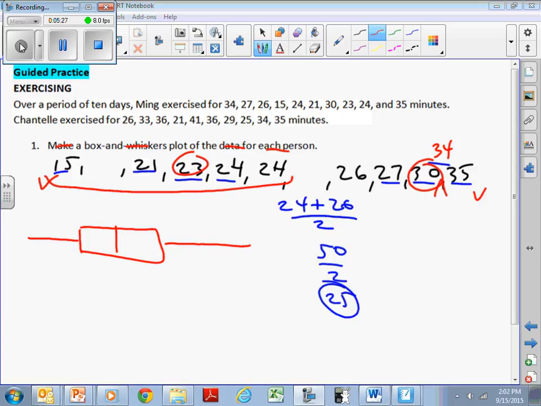All right, median, you go in the middle, 25. Lower quartile, 23. Minimum, 15. Maximum, 35. And the upper quartile, you're at 30. Nice and easy. Who knows what it means, but it's nice and easy. So we just have to do that little box part.